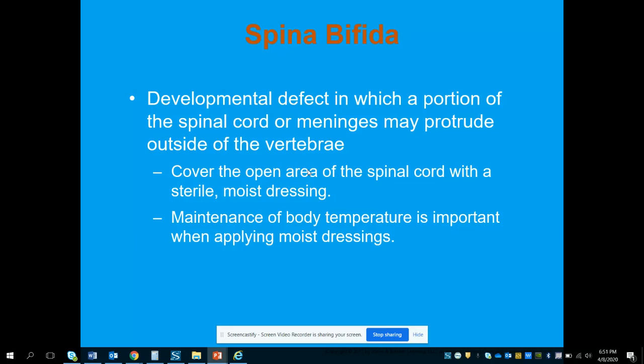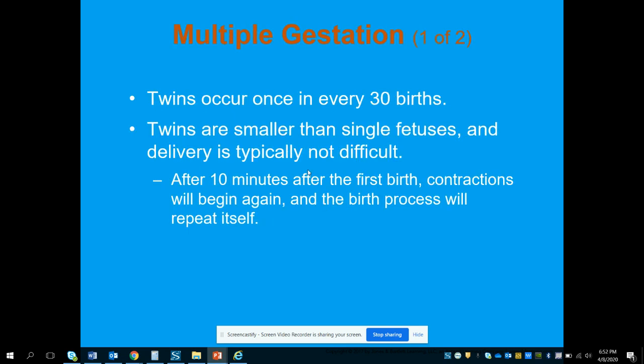So looking at a couple of other things here, spina bifida. This is a developmental defect in which a portion of the spinal cord or the meninges may protrude outside of the vertebrae. Generally, the parents will know that this is the case and that the baby was already diagnosed with this in utero, but sometimes they don't see it on ultrasound, so it might be a surprise. We want to cover the open area of the spinal cord with a sterile, moist dressing, and the biggest thing here is maintenance of body temperature. So when you put those moist dressings on, then turn around and make sure that you are wrapping that baby very tightly in a lot of blankets, keeping it as warm as possible for transport.